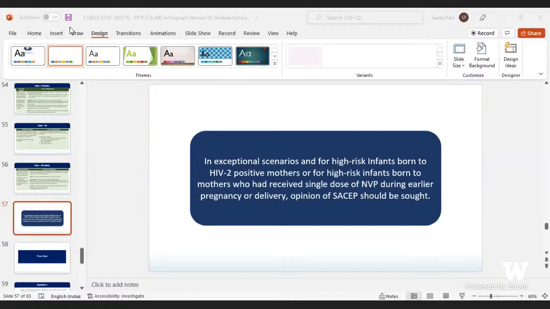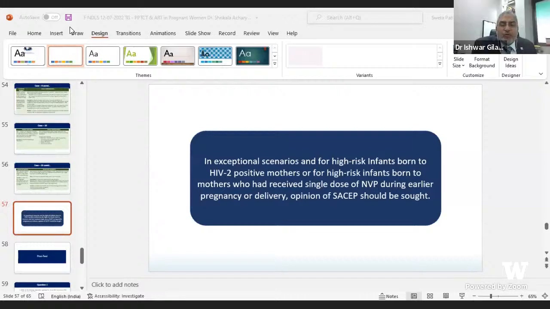Sir, in continuation to the earlier question, what will be the prophylaxis for such a baby? The prophylaxis will be zidovudine with nevirapine and lopinavir ritonavir. Possibly zidovudine may not work, but at least we have a backup of lopinavir ritonavir. But that will be only after 2 weeks. And the mother is already on TLD, so the baby will also be getting TLD from breast milk.